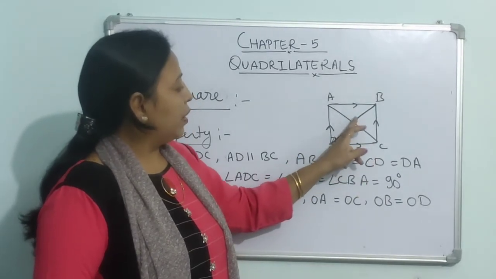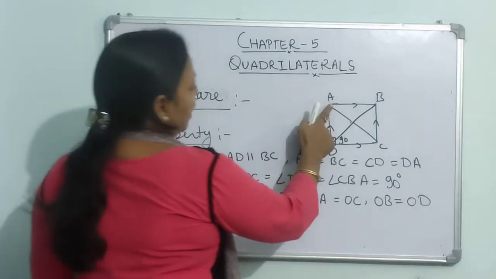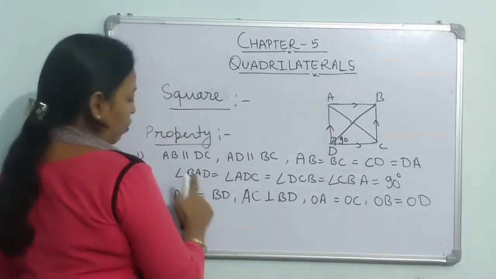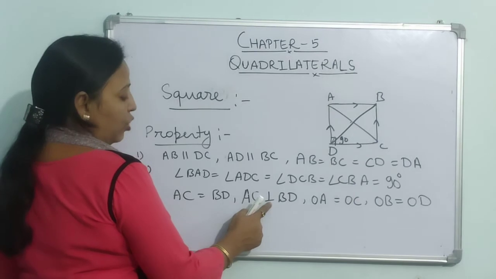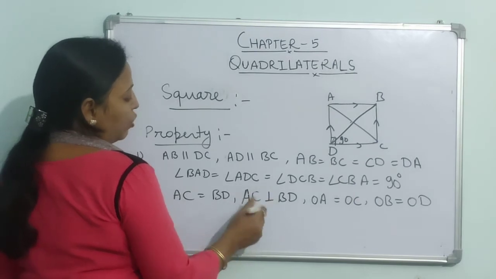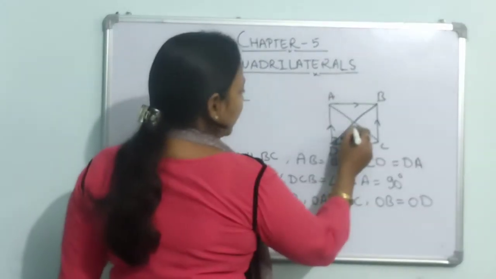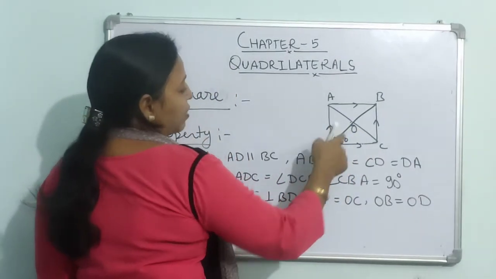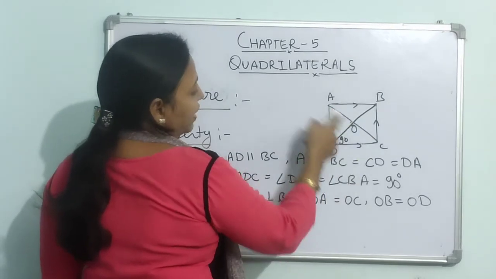and they bisect at 90 degrees, which means they are perpendicular to each other. The diagonals AC and BD are perpendicular to each other. I have written it here, AC and BD is perpendicular. This is the symbol of perpendicular. So AC and BD are perpendicular to each other and they intersect at a point O, and it is a bisector also. Bisector means O bisects BD and O is bisecting AC.